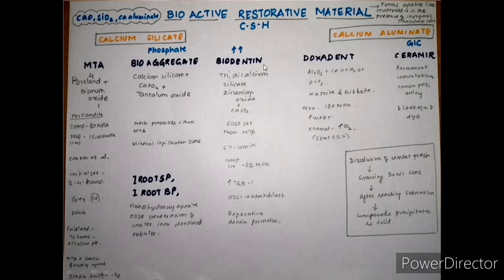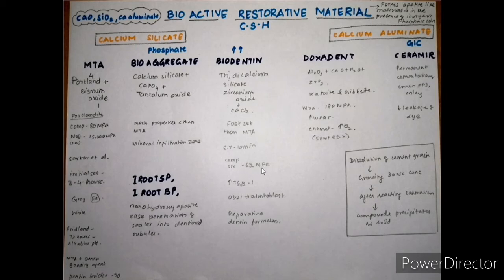The next is biodentin. In biodentin, the chief composition is calcium silicate. Here, in order to accelerate the setting reaction, they have added calcium carbonate, and it is predominantly calcium silicate, and zirconium oxide is added for radiopacity. And here, in order to accelerate the reaction, they are also using calcium chloride. So in MTA it is bismuth oxide, in bioaggregate it is tantalum oxide, and here we are using zirconium oxide in biodentin. The advantage is that it sets faster than MTA. The setting time is around 10 minutes, and the compressive strength is actually less when compared to MTA.